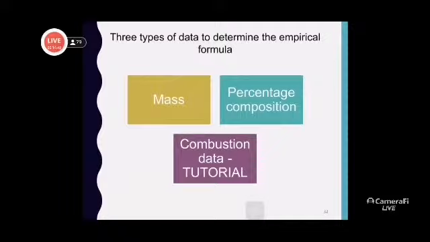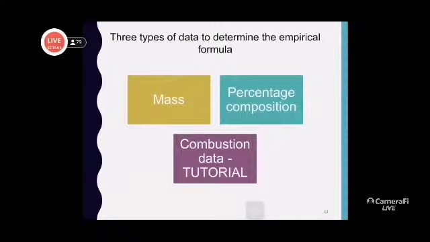Mass, percentage composition dengan combustion data. Alright, macam mass tu gram lah. Percentage composition tu you kena assume lah. Kalau dia bagi 25%, so total up is 100%. So you kena assume dah dia dalam bentuk gram.